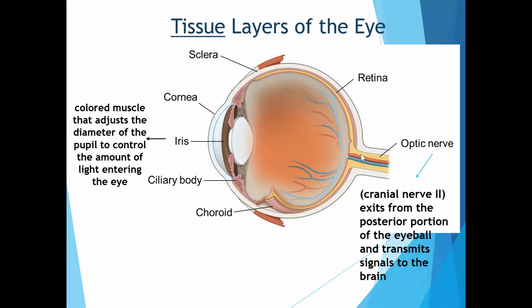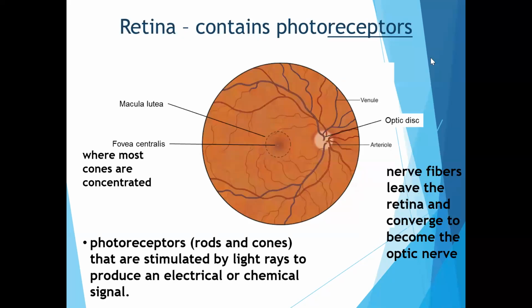And then we have our neural inner layer. The retina is a super thin layer, but that's where a majority of our light-sensitive cells are. If you follow out the back of the eye from the retina, you have our actual optic nerve, which is cranial nerve 2, that connects to the brain. The retina has our photoreceptors, which are broken into rods and cones.